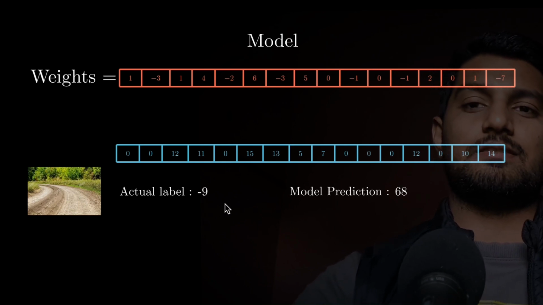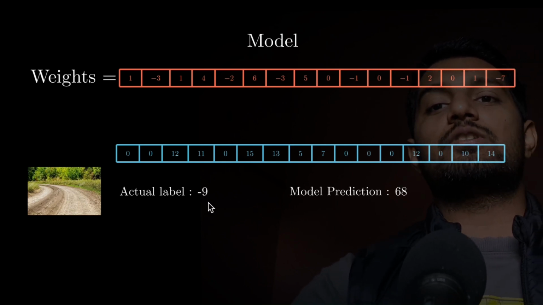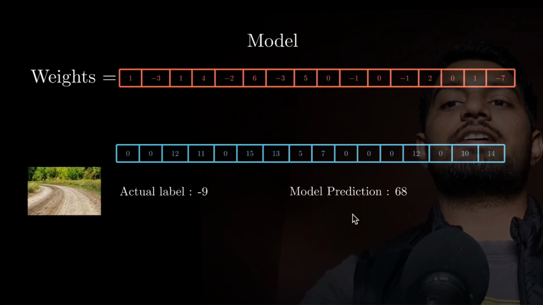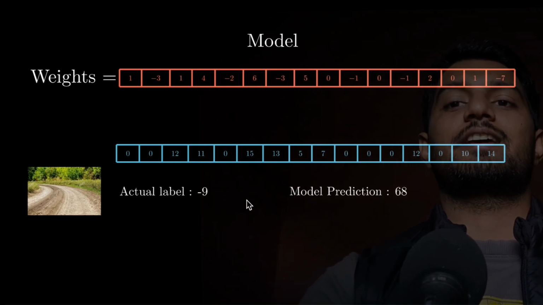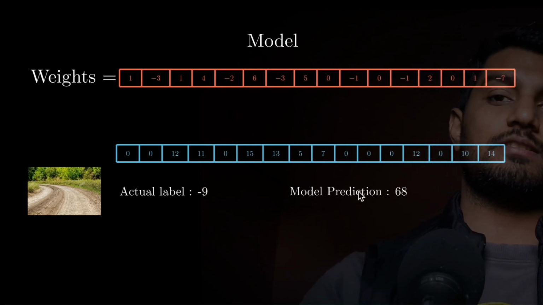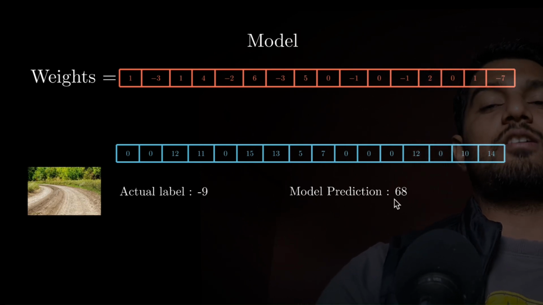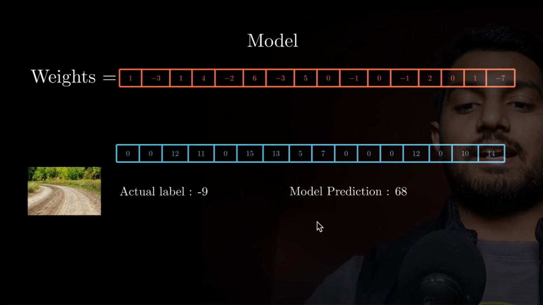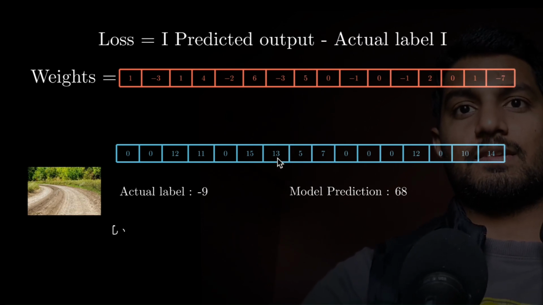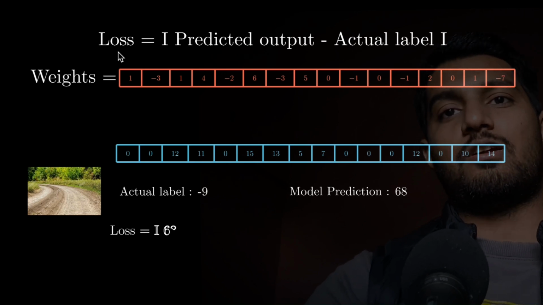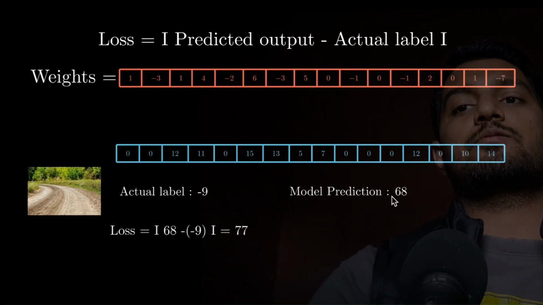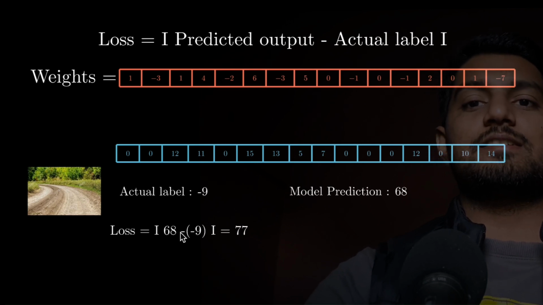And how will we know how bad this is? We call it model prediction versus actual. So if I just subtract these values, right? If I know the difference, it will tell me how bad my model was. We know this prediction is not correct, but how incorrect it is, how will we know that, right? That will be known by this word called loss. Basically, loss is predicted output minus actual label, and the predicted output was 68 minus 9. And this is the modulus.